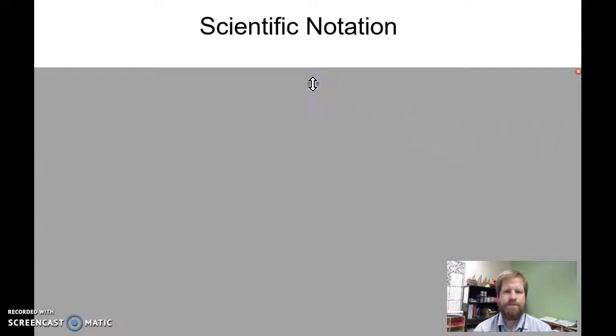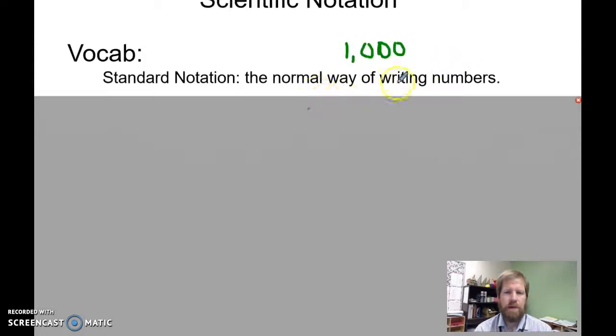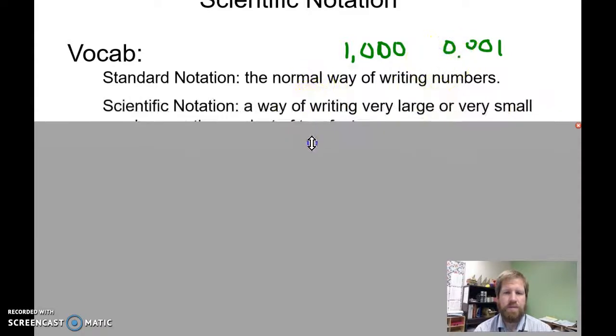Scientific notation. So we have two vocabulary words. The first is standard notation, and this is just the normal way of writing numbers. This is what you've been using forever. If we want to write 1,000, it's 1 with three zeros behind it. If we want to write 0.001, one thousandth, tenths, hundredths, thousandths, same thing. It's just the number written out in the form that you're familiar with.